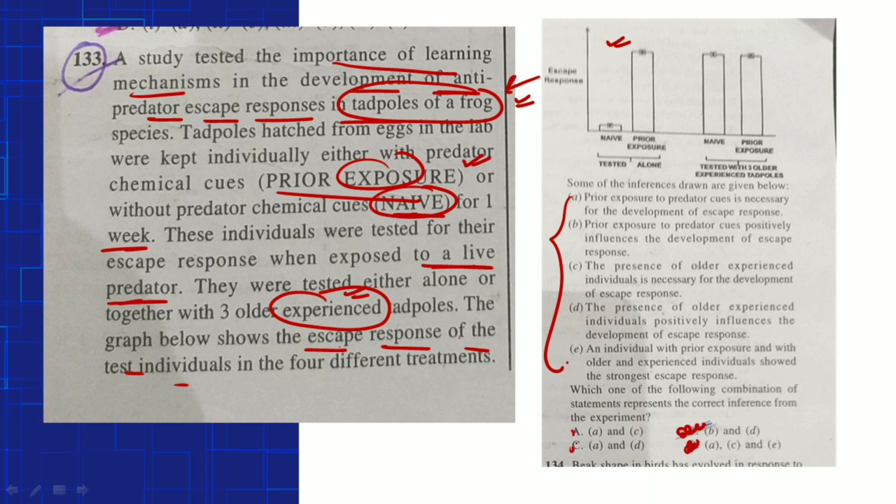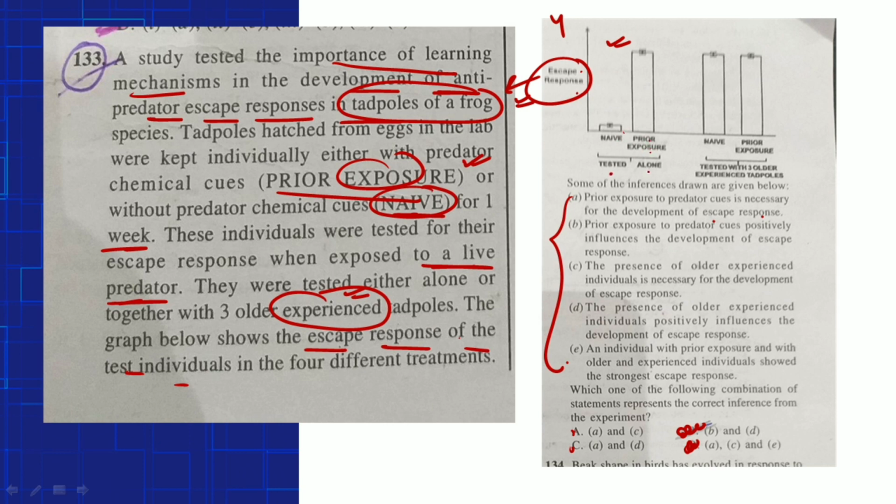The first one is that the prior exposure to the predator is necessary for the development of the escape response. So let's first try to understand the graph. Here on the y-axis we have the escape response, and on the x-axis we have the different groups of the frogs. The first one was the NAEF, and then we have the prior exposure.